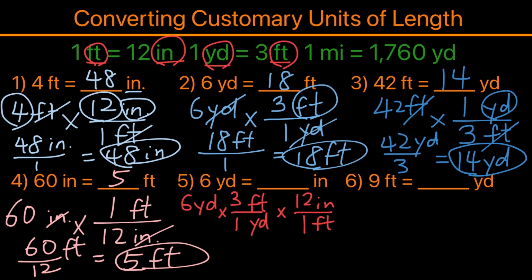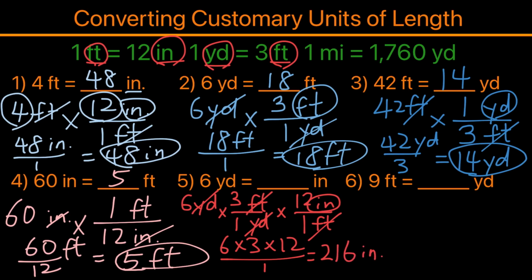And the next step would be crossing out the unit measure. So yards will cross out, feet will cross out, and we'll be left with inches. And lastly, we will complete the multiplication. So we have 6 times 3 times 12 over 1. And after punching into the calculator, we will get 216 inches.